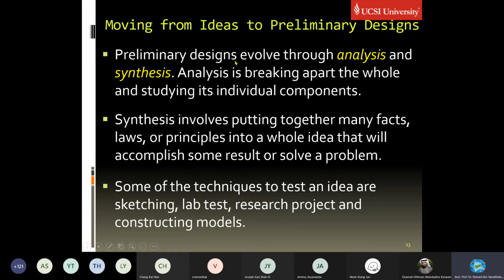Preliminary design. Since you had already, in the last step, a creative design, a creative method to solve your problem or do your project, the selected project, do a preliminary design, evolving through analysis and synthesis. Analysis is breaking apart the whole and studying its individual components, right? Start with the preliminary design. Next step is to assemble everything, come out with a solution, right?